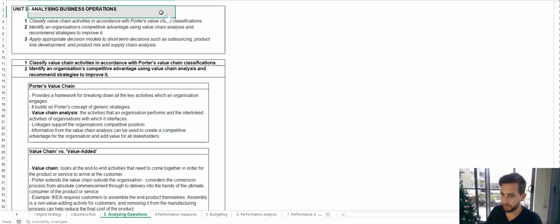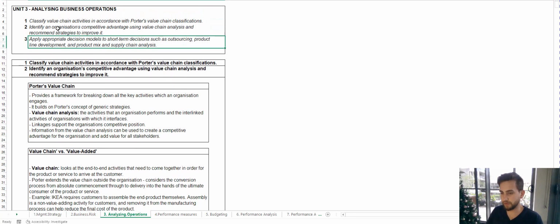So in this chapter we'll be analysing business operations, including classifying value chain activities in accordance with Porter's value chain classifications, identifying an organization's competitive advantage, and number 3, applying appropriate decision models to short-term decisions such as outsourcing, product line development, product mix, and supply chains.